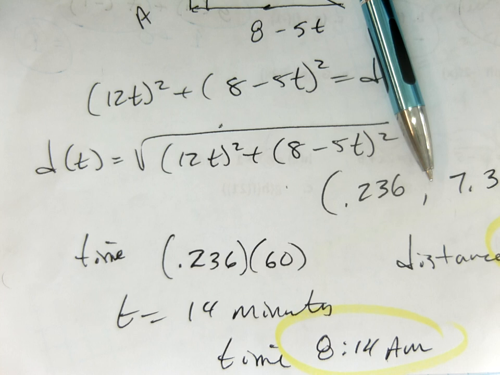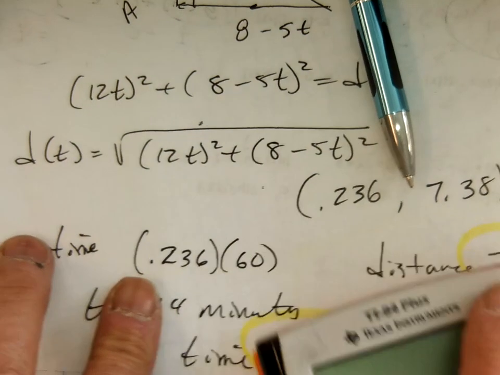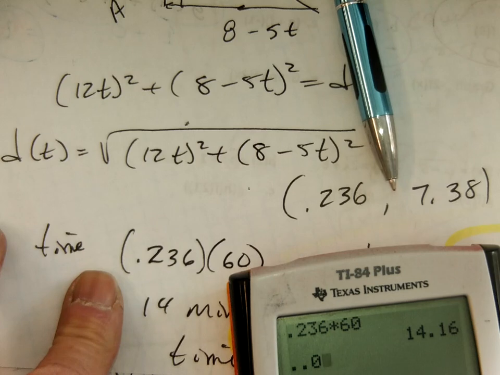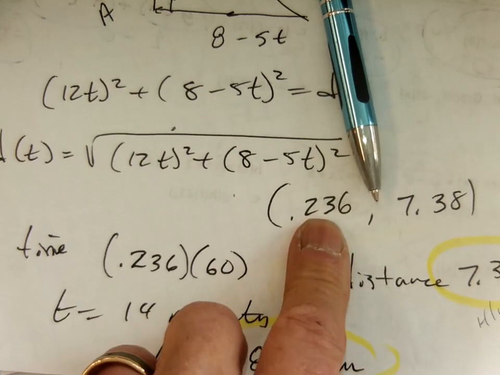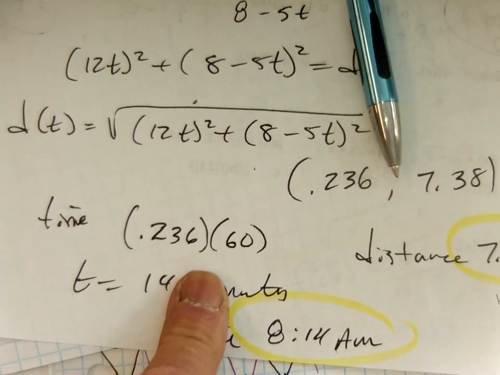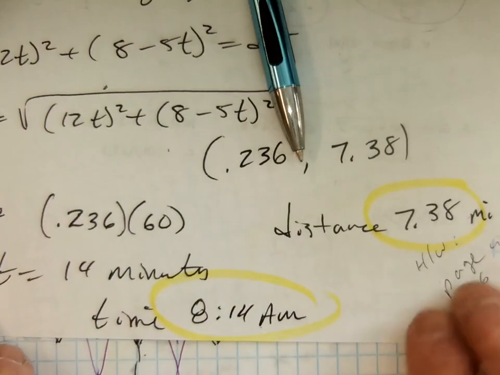So it's Pythagorean theorem, and I graphed it on my calculator. It's a hard lockdown of all things, right? Graph, there it is. And I found my minimum. There's my time in hours. I multiplied by 60. I got time, and that's my distance.